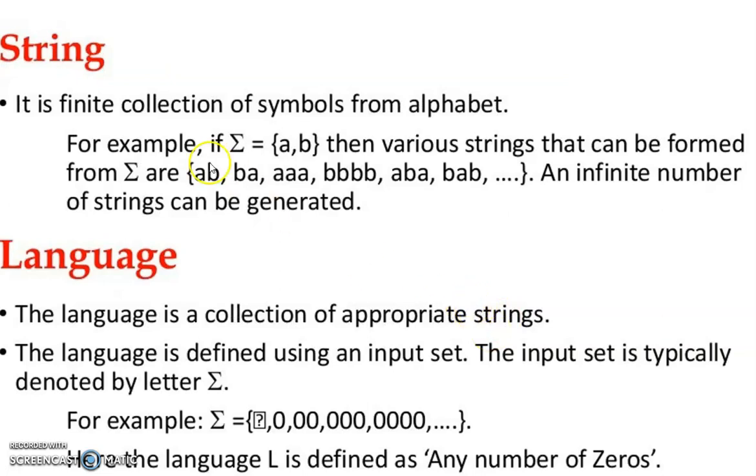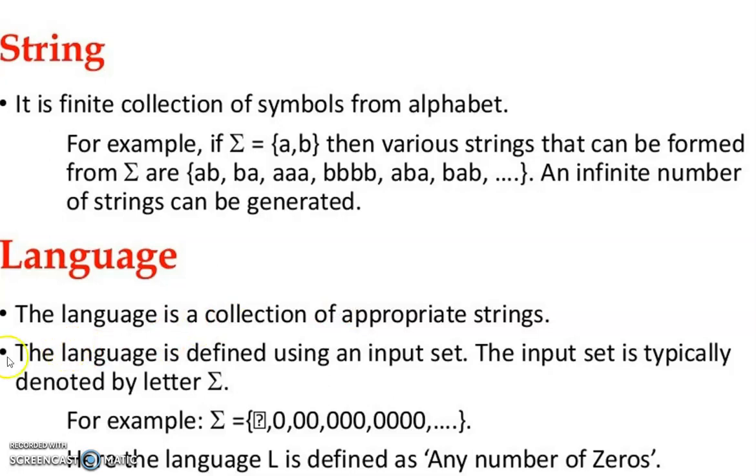So, what is a string? It is a finite collection of symbols from an alphabet. For example, if Σ = {a, b}, then various strings that can be formed from Σ are a, b, ab, ba, bb, bba, bab, etc. An infinite number of strings can be generated.